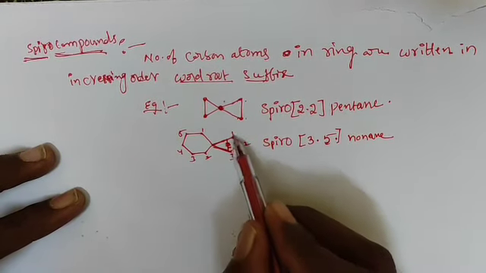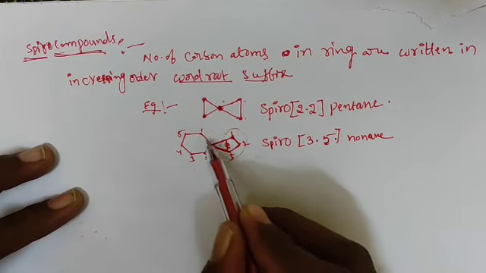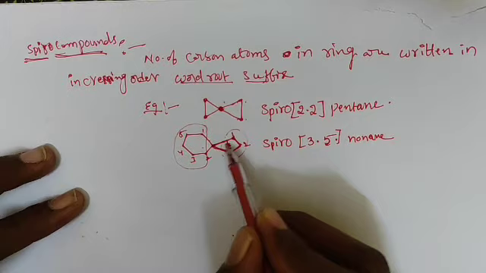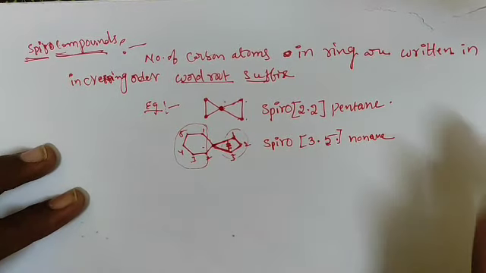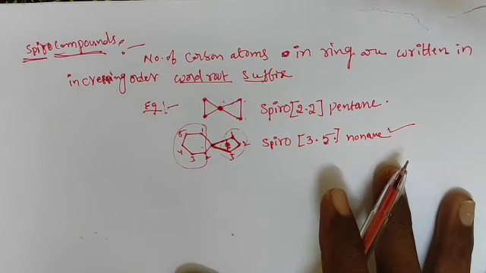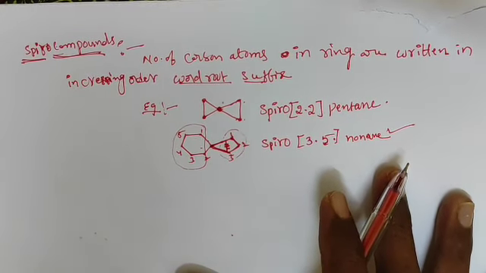Spiro 3 comma 5. 3 means 1 2 3. In this compound 3 carbons. In this compound 5 carbons. Spiro means this ring is attached at a carbon. We will call Spiro. That's all. This is the Spiro compounds name, nomenclature of Spiro compound.